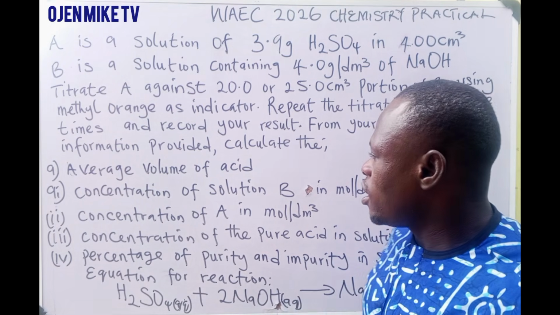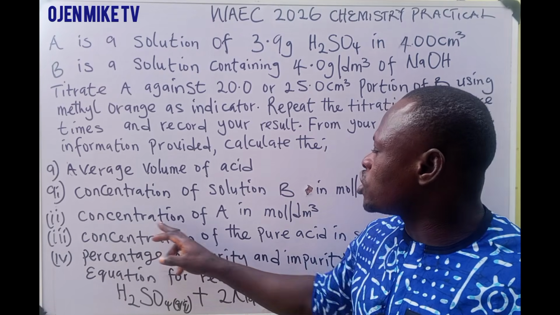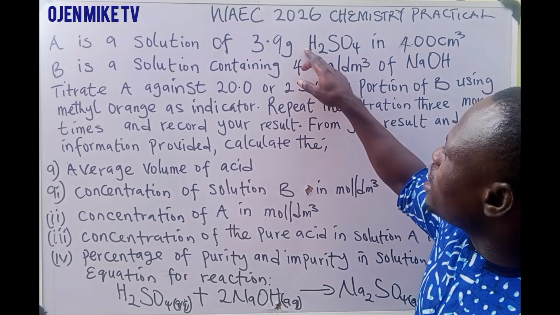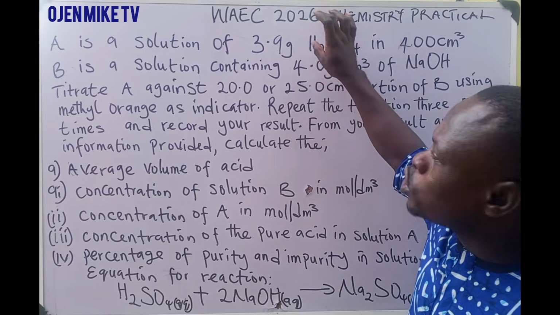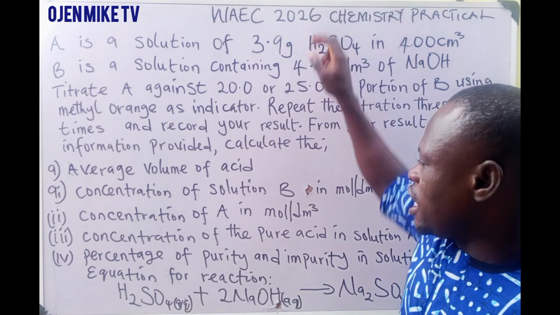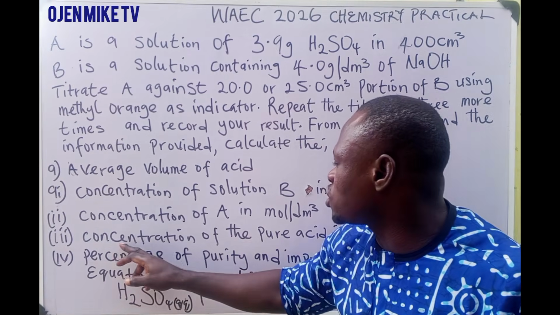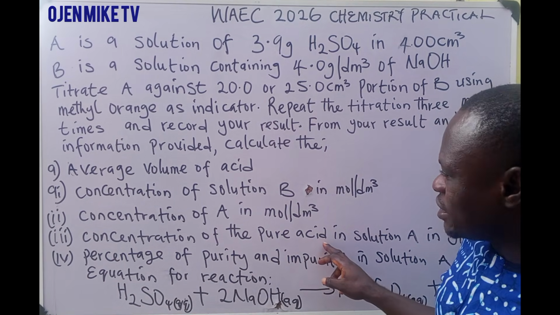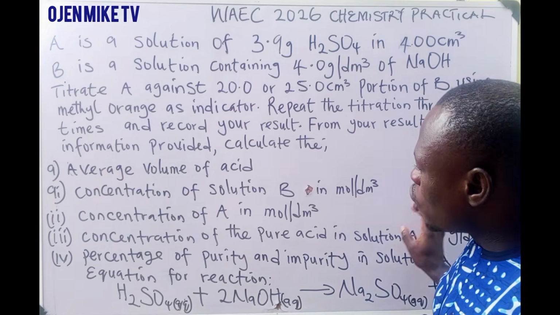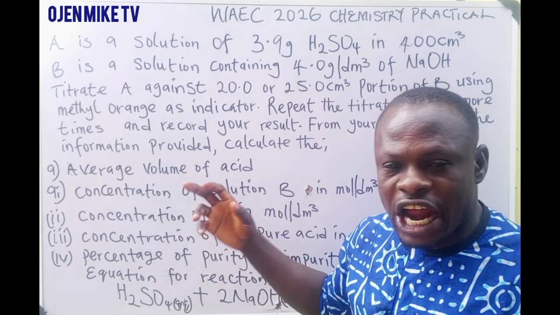Take note of that. Second one, calculate the concentration of A in moles per dm cube. Here we are given grams per cm cube, which we need to convert into grams per dm cube. The next one is the concentration of the pure acid in grams per dm cube. We are asked to calculate the concentration of A in grams per dm cube.